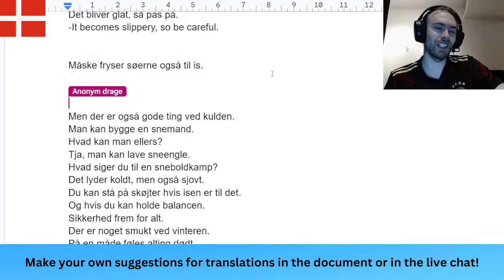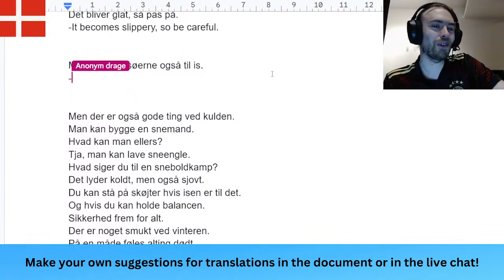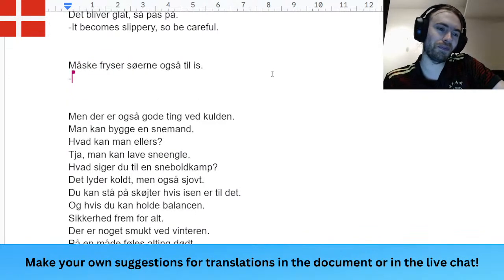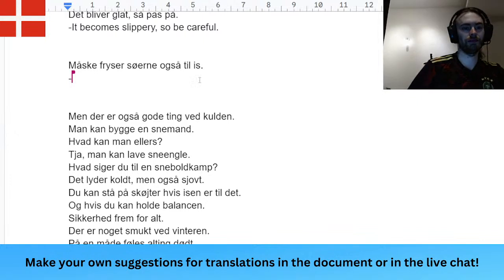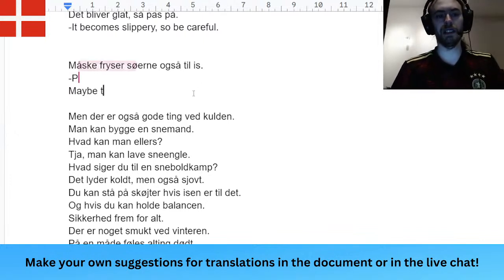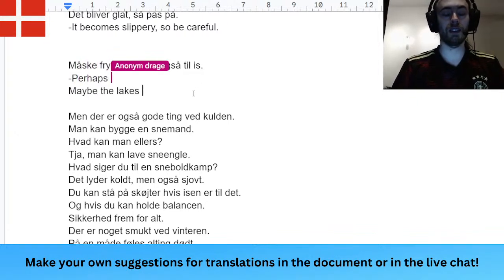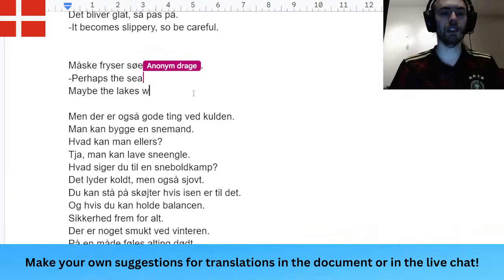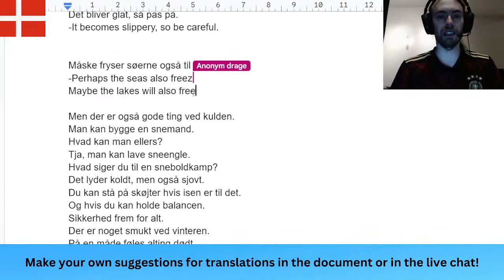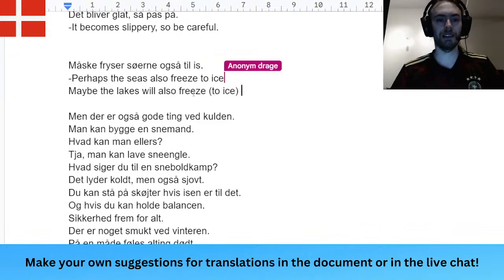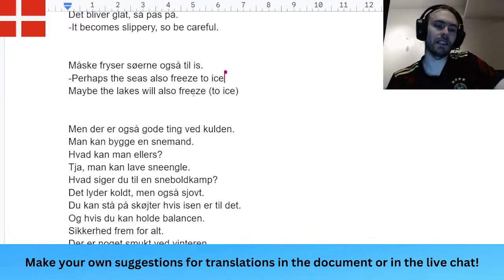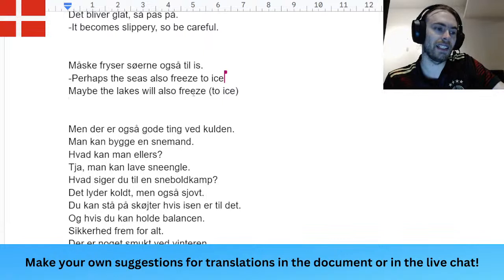I feel like this is very long text. Måske fryser søerne også til is. Måske fryser. Måske, you guys know. Maybe the lakes, or perhaps maybe the lakes will also freeze to ice, literally. Yeah, that's how it is. Yeah, so it's like til is, like into ice.